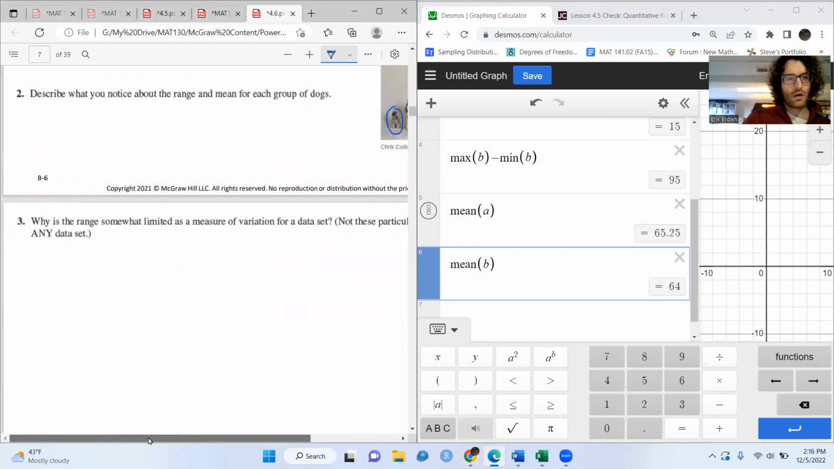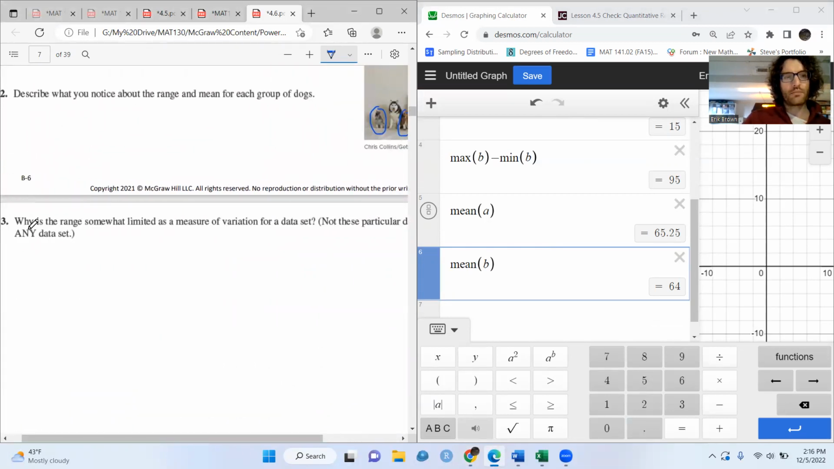Okay, so this is another important concept that we talked about with the mean and the median. Why is the range limited? It uses potential outliers in its calculations.